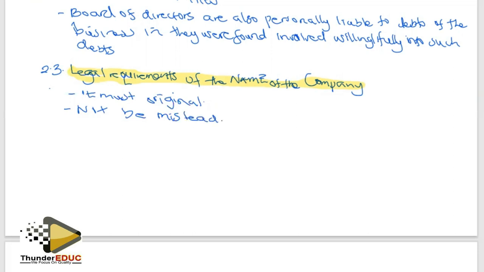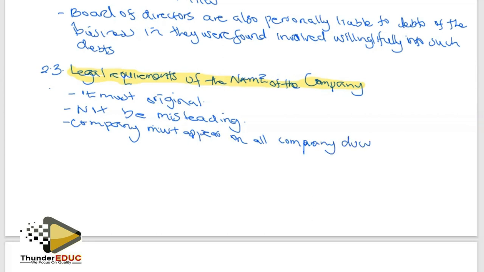Some people give names to their businesses which cannot fully explain what the business is all about. They just give a name without identifying the purpose, without telling us what exactly the business does. Get that? The company name must appear on all company documents, like letterheads, on the contracts, on every document.